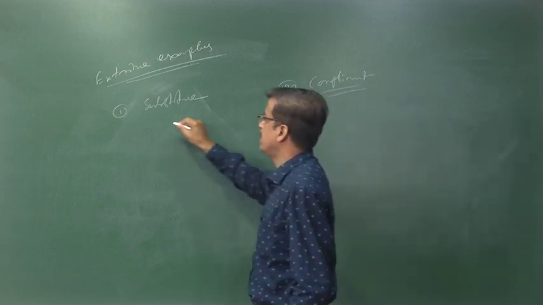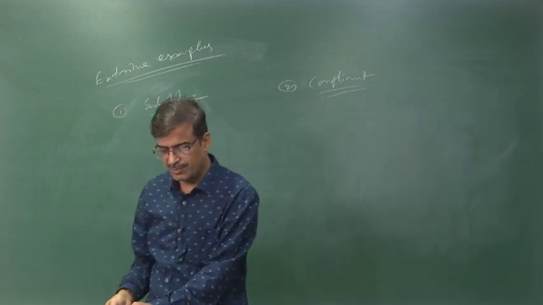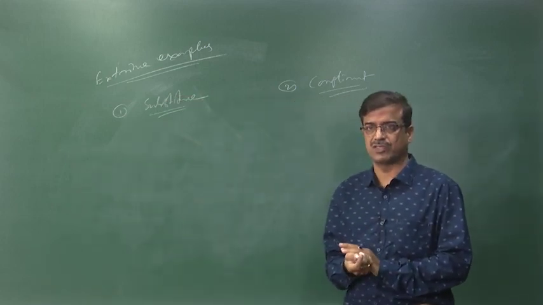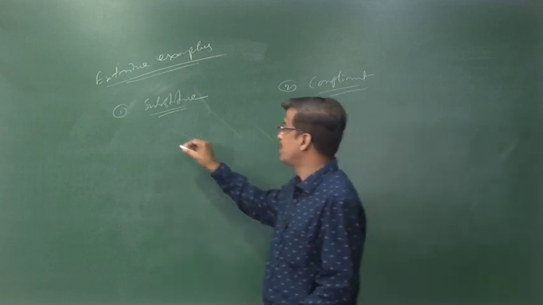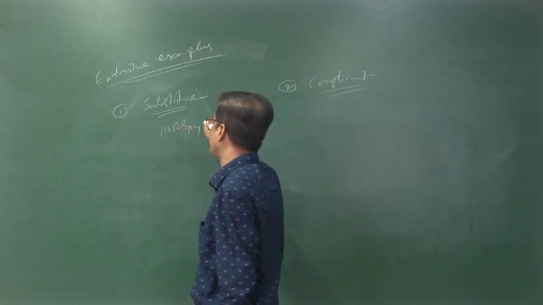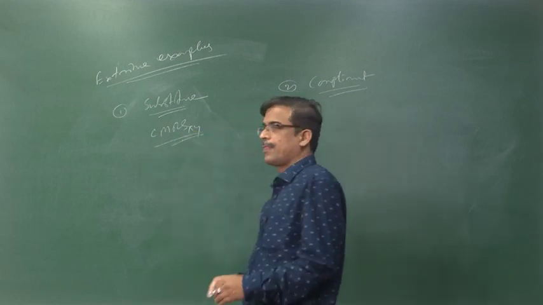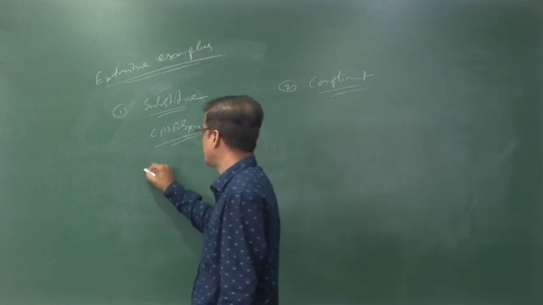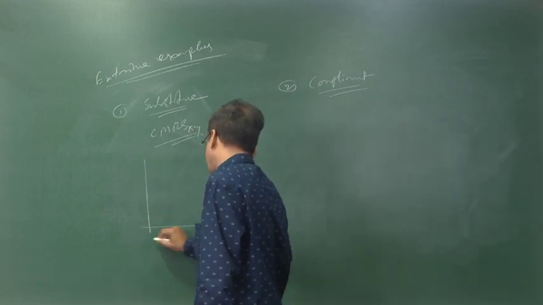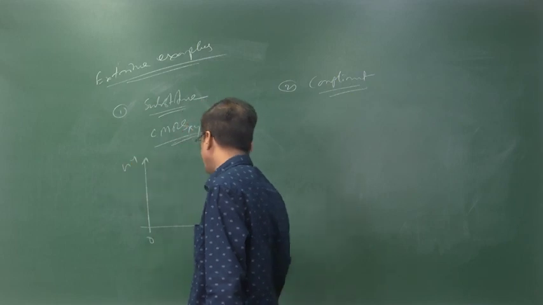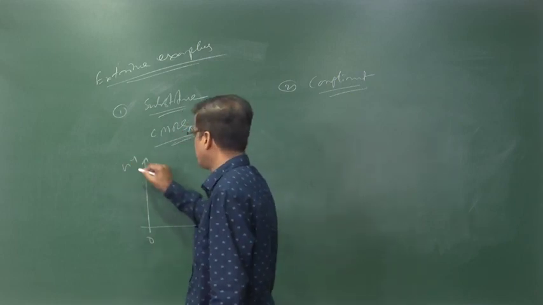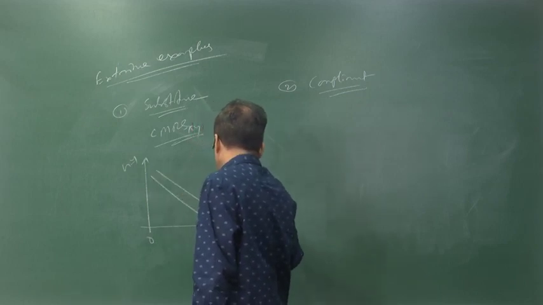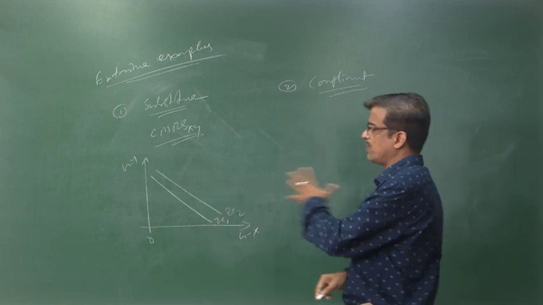If the goods are perfect substitutes for each other, then remember the marginal rate of substitution of x for y remains constant. The substitution definitely remains constant. As the substitution remains constant when the products are substitutes, the indifference curve will be a straight line, like this. IC1, IC2, like this. It will be a straight line.